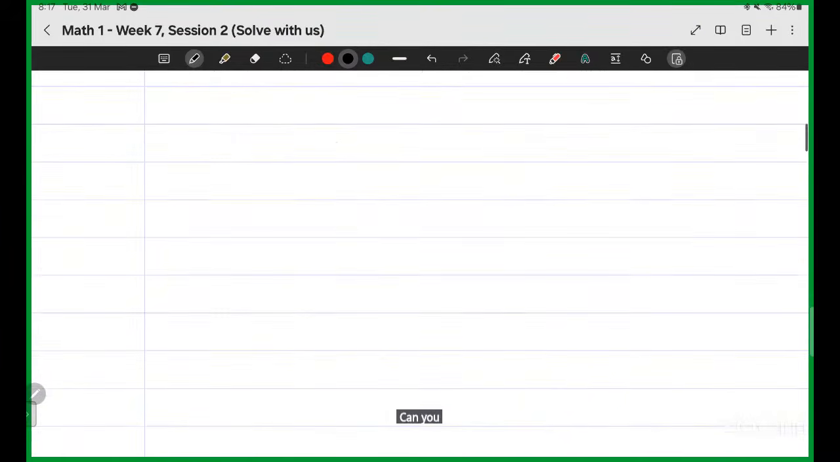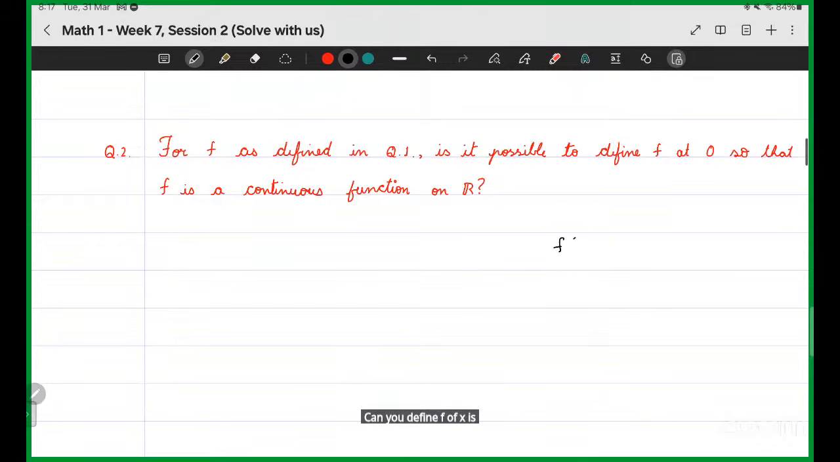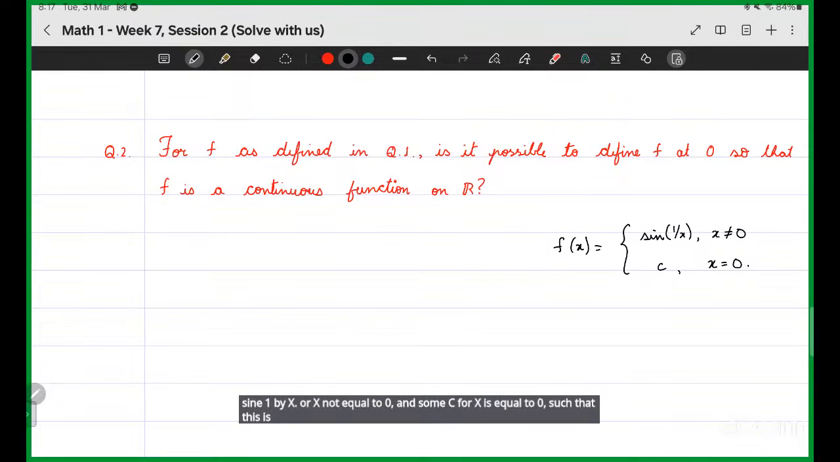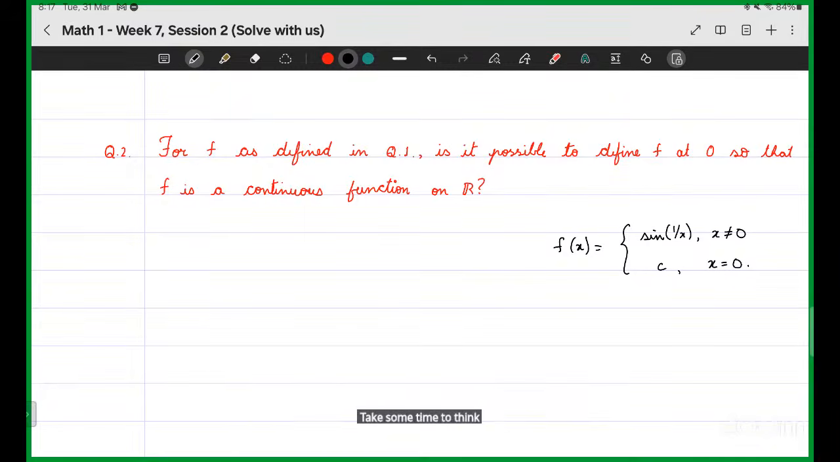Can you define f of x is equal to sine 1 by x for x not equal to 0 and some c for x is equal to 0, such that this is a continuous function? Is it possible? Take some time to think. We'll resume at 8:21.